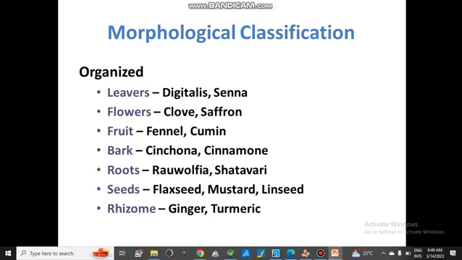So from leaves, we have examples of digitalis, senna. From flowers, clove, saffron. Fruit, fennel, cumin. From bark, cinchona, cinnamon. From roots, Rauwolfia, shatavari. Seeds, flax seeds, mustard seeds, linseeds, and rhizome. The examples are ginger and turmeric. So in this way, the drugs are classified according to their organized portion or the parts from where these drugs were obtained.